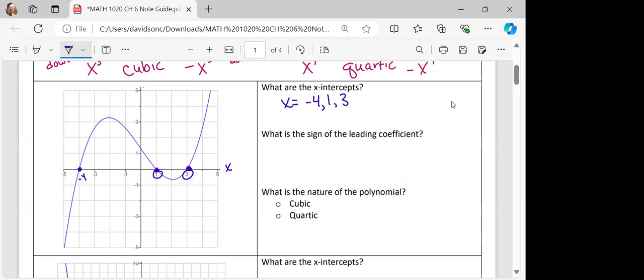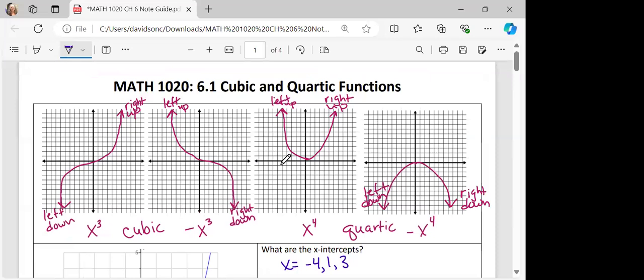What is the sign of the leading coefficient? The leading coefficient is the number in front of the variable or the letter with the highest power. You go back up here, which one does it look most like? General shape. It looks like x cubed because the left side is going down and the right side is going up, so that's just x cubed.